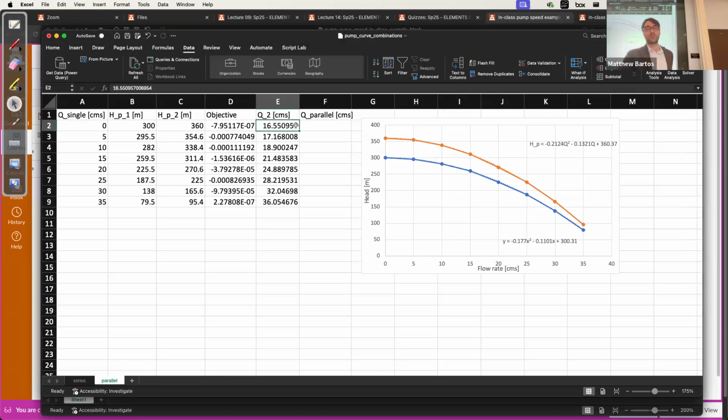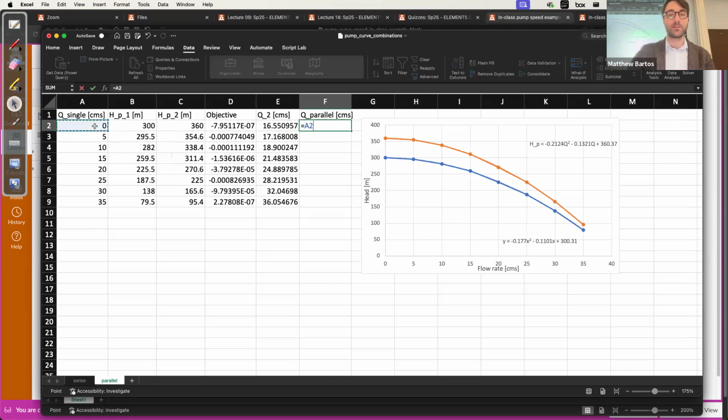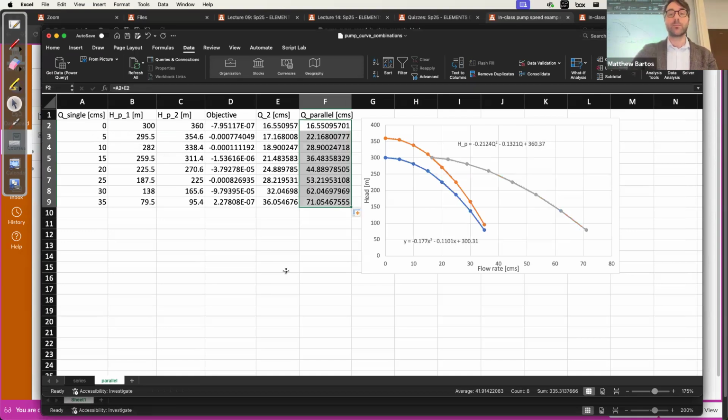Okay, so we have our discharges for pump curve 2 corresponding to the heads given by pump curve 1. To get the total flow rate through this parallel pump system, we just add Q1 and Q2 together. So this will be Q single plus Q2. If we do that, we will get our pump curve corresponding to the two pumps operating in parallel. Any questions on this example? No questions.